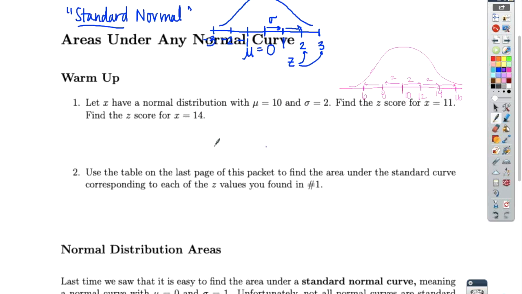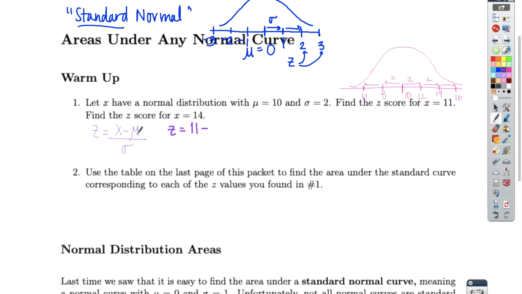Okay, so fortunately for us, we have a formula for this. z equals x minus mu over sigma. This is a formula from last time. So I'm just going to plug in these values. The first one says x equals 11. So everywhere that I see an x, I'm going to put 11.